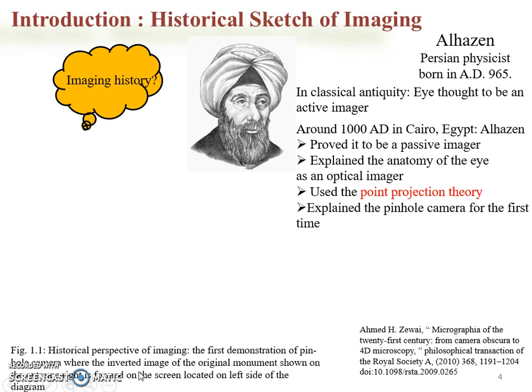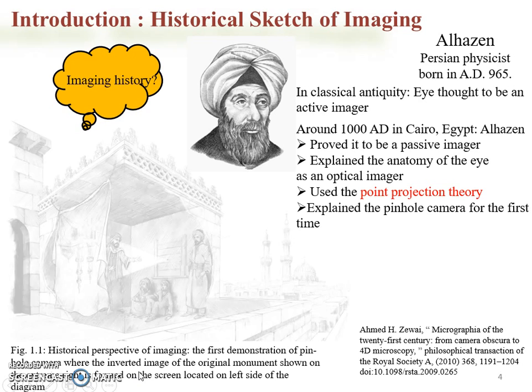Okay. Let me come to the historical perspective of imaging. In about 1000 AD, a scientist, the physicist Al-Hazen, from Egypt, explained the eye as a passive imager. In antiquity, people had assumed the eye to be an active imager, but later Al-Hazen proved that the human eye is a passive imager. He used the point projection theory in 1000 AD, and he also explained the pinhole camera.